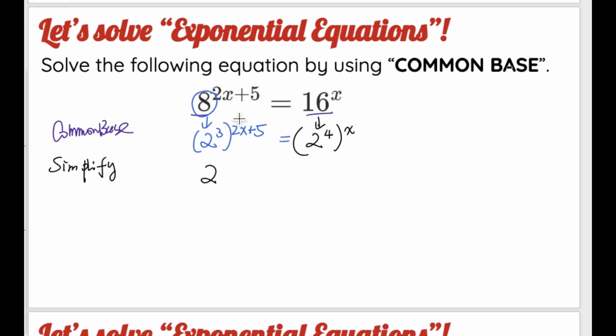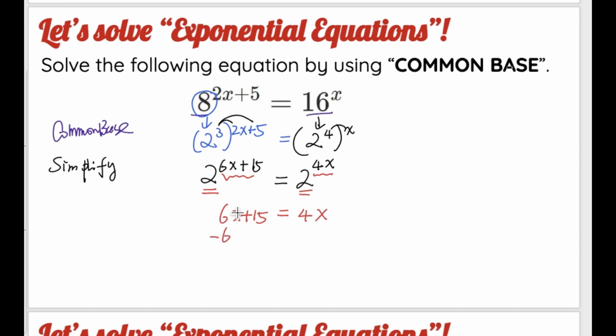Do not forget, when we distribute this one, we need to make sure everything is distributed. So 3 times 2x is 6x, 3 times 5 is 15, and this one, 4x here. And as we said, the most important part is same base, same exponent. So that way I can change the equation just by focusing on the exponent part.